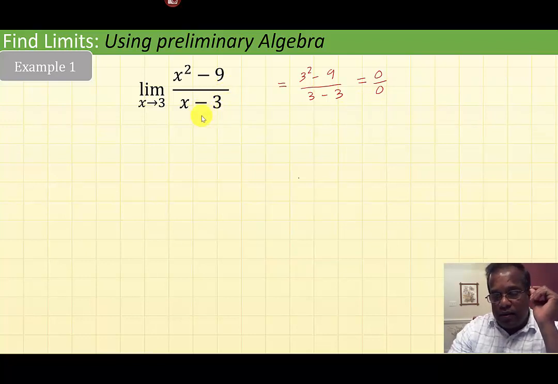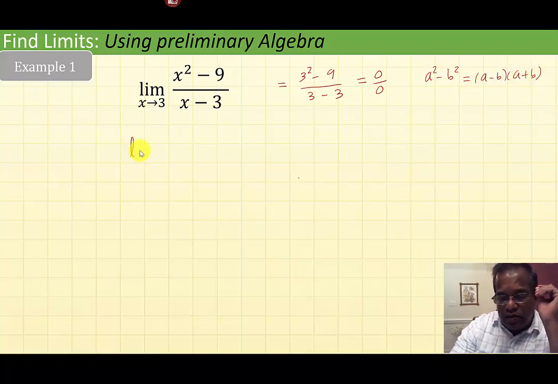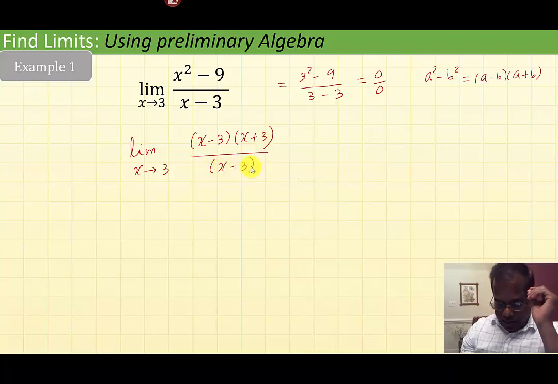Now here, the simplification is easier. As you see here, we have x squared minus 9. So the factors of x squared minus 9, if you can remember, are the factors of a squared minus b squared, which is a minus b times a plus b. So this is equal to the limit as x approaches 3 of x minus 3 times x plus 3 over x minus 3.